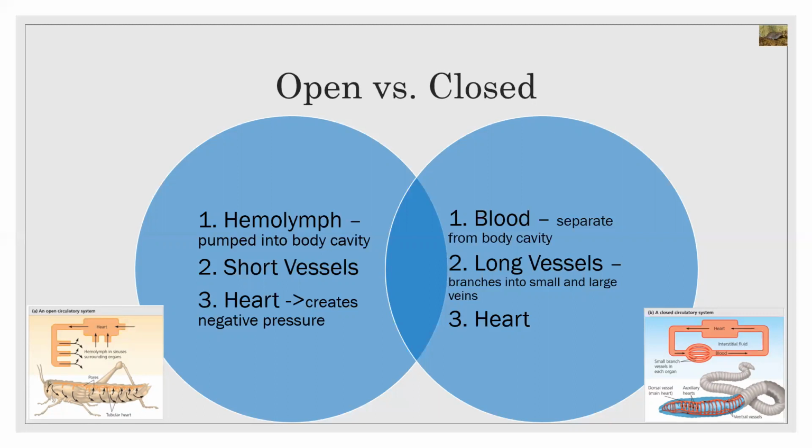And so in closed systems, you'll see that it actually has blood, and as I mentioned earlier, blood is unique because it is confined to the vessels, right? So it's going to be separate from the body cavity. It's not really going to bleed into your tissue. And if it did, I would say probably go check with your doctor. Anyways, so moving on. Closed systems also have long vessels, which can be further branched into small or large veins or just vessels. And of course, it also has a heart.